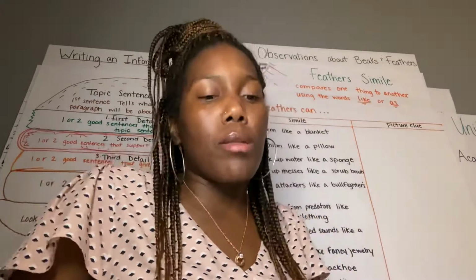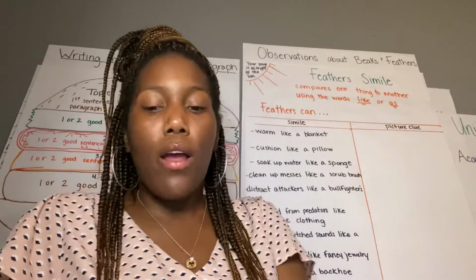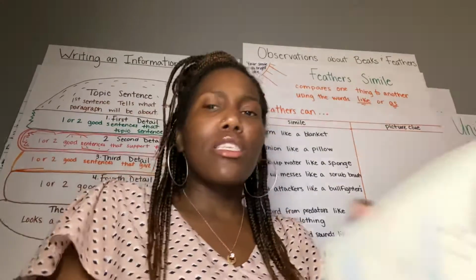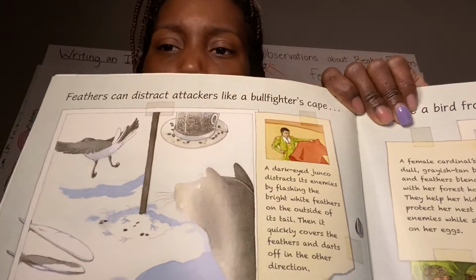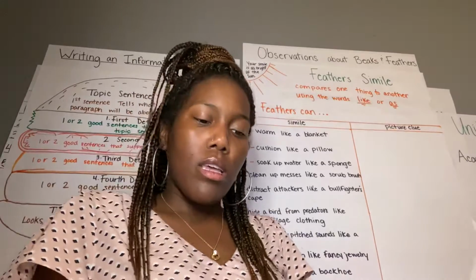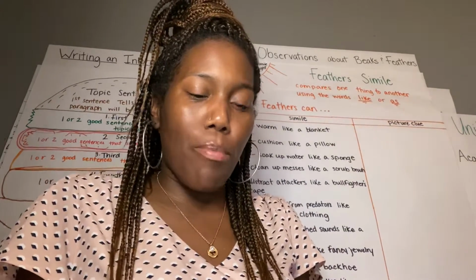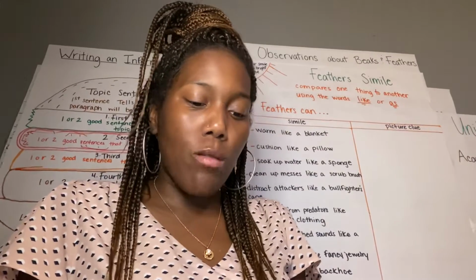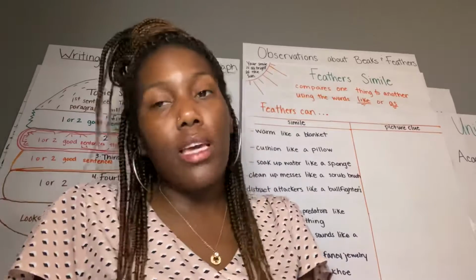Another use of a simile is when the author says that feathers for our next bird can distract like a bullfighter's cape. I'm going to read our text box for this one. A dark-eyed junco distracts its enemies by flashing the bright white feathers on the outside of its tail. Then it quickly covers the feathers and darts off in the other direction.